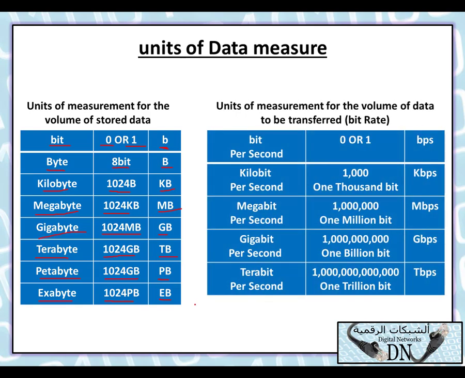Units of measurement for the volume of data to be transferred. Bit rate, bit per second, 0 or 1. Abbreviation bps. Kilobit per second, 1000 bits, abbreviation kbps. Megabit per second, 1 million bits, abbreviation mbps. Gigabit per second, 1 billion bits, abbreviation gbps. Terabit per second, 1 trillion bits, abbreviation tbps.